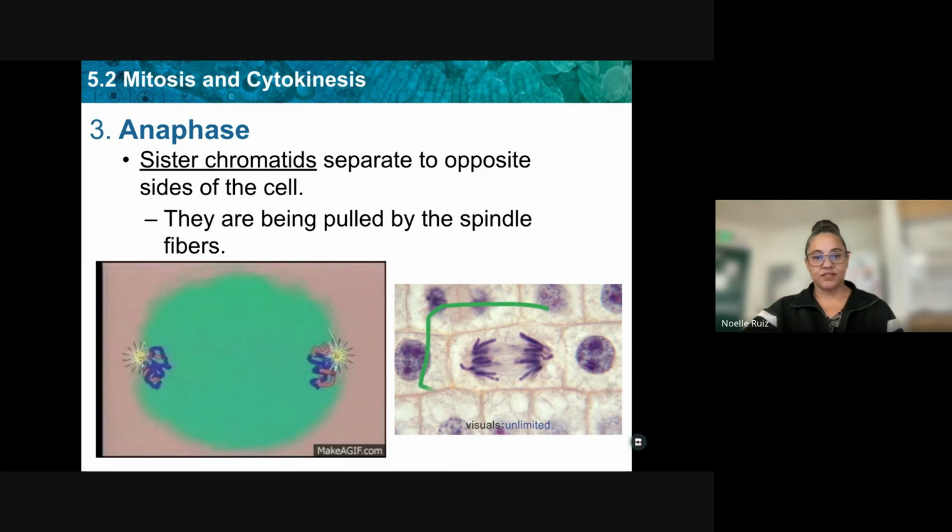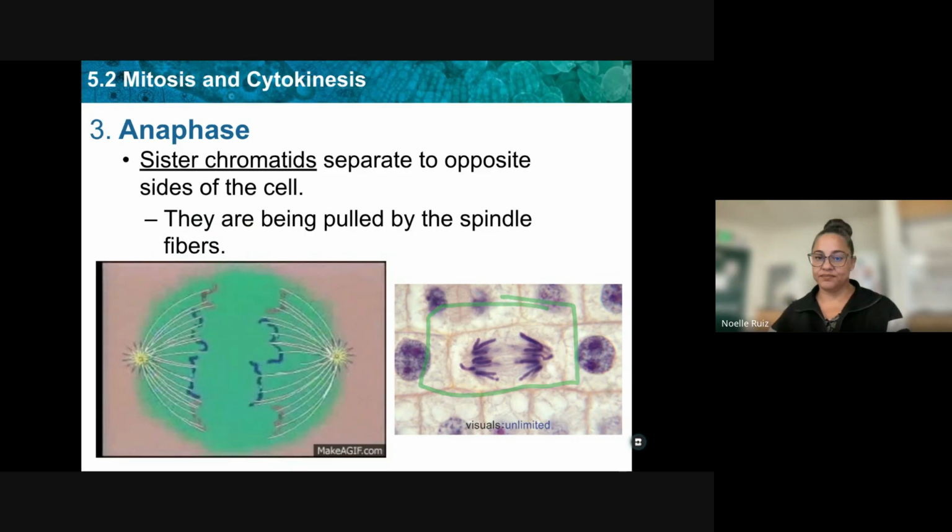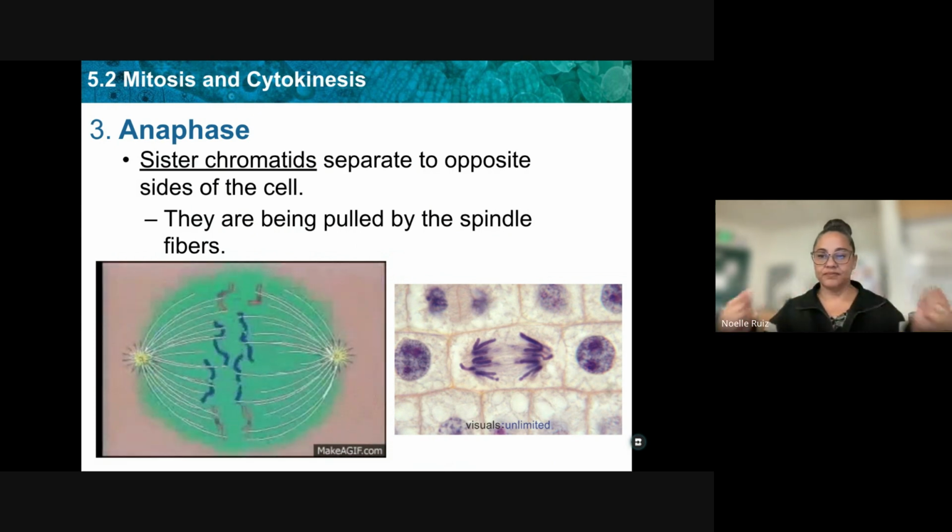And again, this is what it looks like under the microscope. And they're being pulled apart.